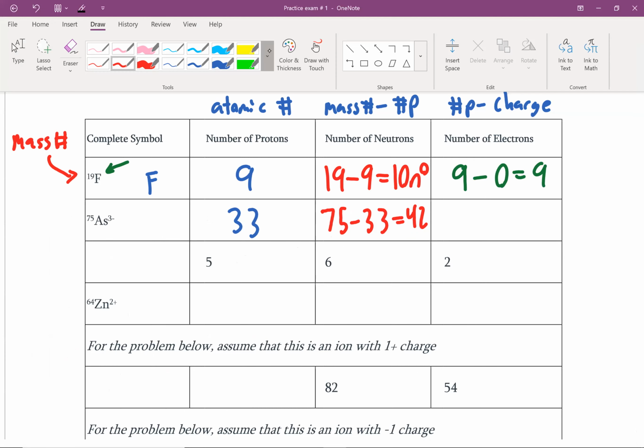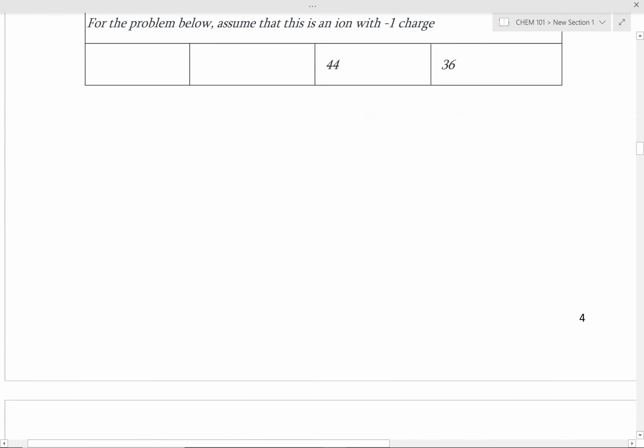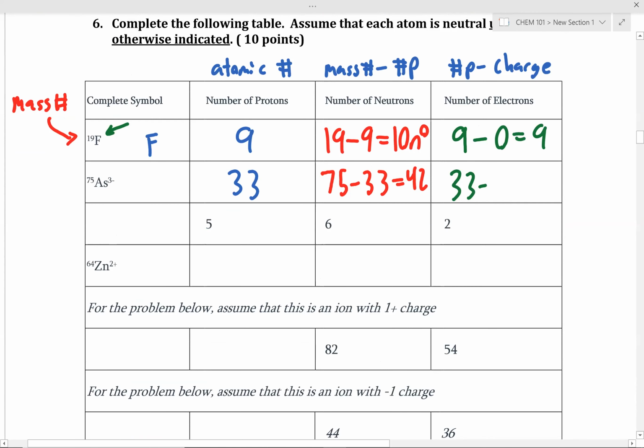Let's now move on and count the number of electrons. It's the number of protons minus the charge. How many protons do we have? 33. And then what is our charge? Yep, so when we're subtracting a negative, that's the same as addition. So it's 33 plus 3. That gives us 36 electrons to work with.